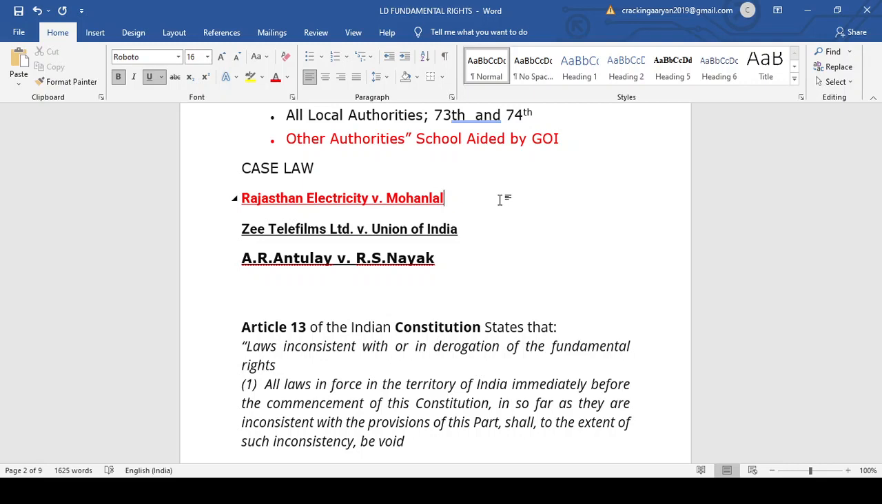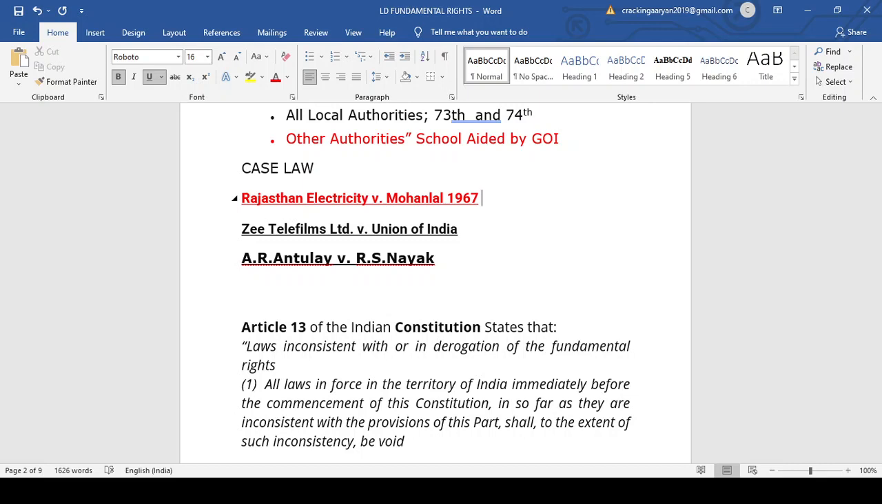This is a case of 1967, in which the Supreme Court held that when we call something a state, it does not mean that it has to perform a sovereign function. In Rajasthan Electricity Board versus Mohanlal, 1967, the Supreme Court said that it is not compulsory for an institution or organization to be doing a sovereign function to be called a state.